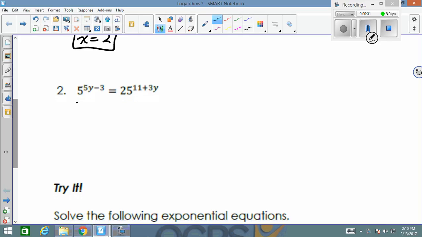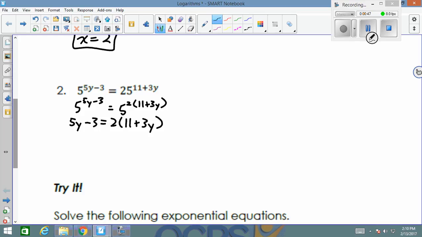The next one, 5 to the 5y minus 3. Okay, 25, we're going to make 5 squared so that the bases are the same. So now that the bases are the same, take the two exponents and set them equal to each other. And now it's just solving an equation. Distribute first.